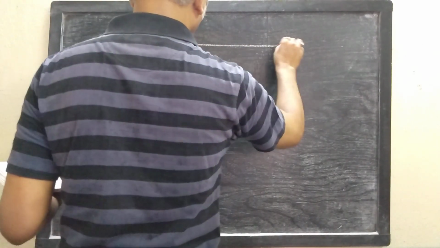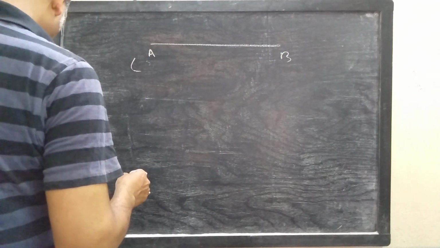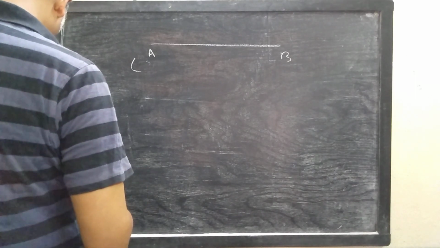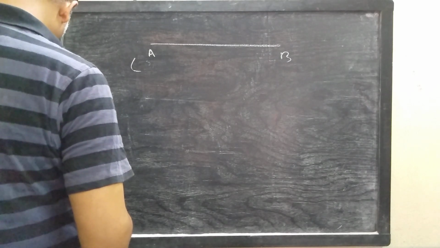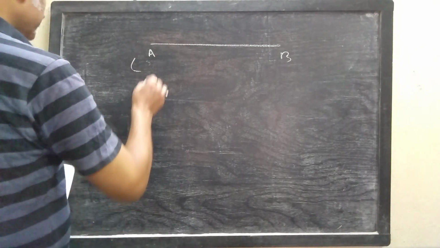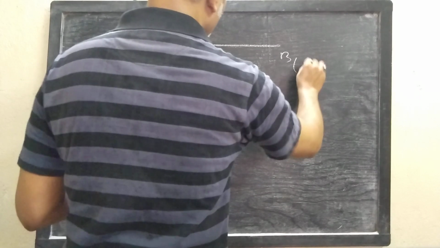Line segment AB is divided in the ratio 2:1 by a point P on the x-axis. Here is A, here is B. Coordinates of A are 5 comma a. Coordinates of B are 2 comma minus 3.